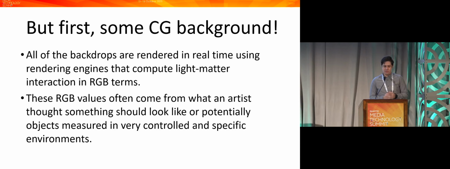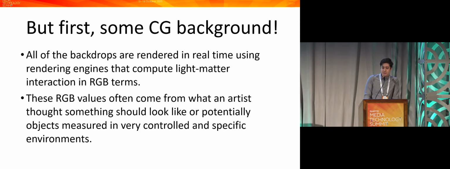Why does this happen? Well, let's go over a little bit of computer graphics background. All of the backgrounds that you usually see in virtual production are rendered in real-time render engines like Unreal and Unity, for example. But those engines have intrinsic limitations. They work in RGB terms. And a lot of times those values are not actually measured values.